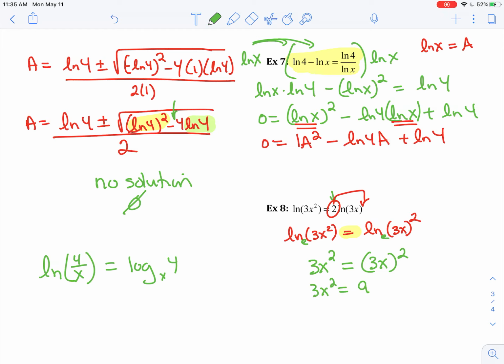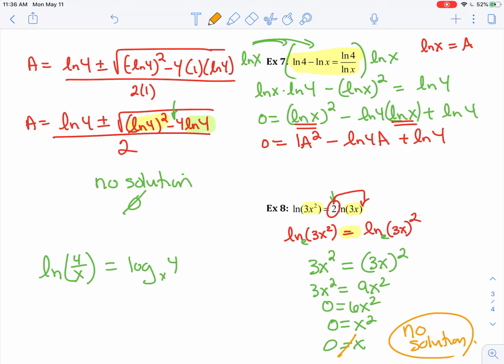Our bases are the same, our exponents are equal, then those quantities have to be equal to each other. So we really have 3x squared is equal to 9x squared, or 0 is equal to 6x squared, combining like terms, or 0 is equal to x squared dividing by 6, and we get x equal to 0. But we know with logs, we have a restrictive domain. We cannot take logs of 0 or negative numbers, so therefore here we also have no solution.